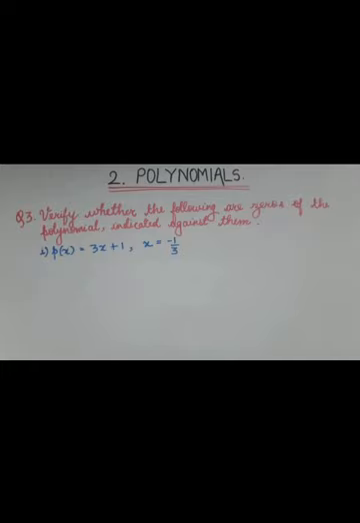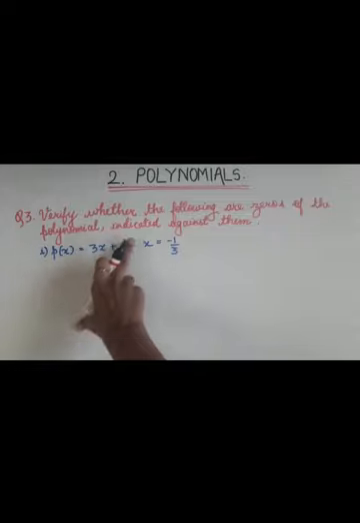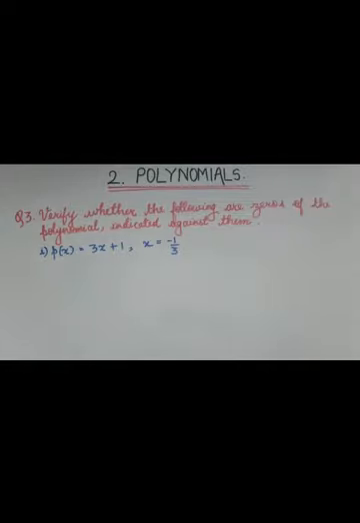How to check it? First, we should know what is a zero of a polynomial, which we have already discussed in the previous lectures. A zero of a polynomial is a value of the variable which makes the polynomial zero, which makes the value of the polynomial zero. So the value of x which will make this zero is the zero of the polynomial. Okay, now how to check it?